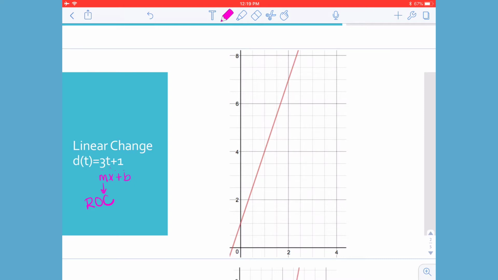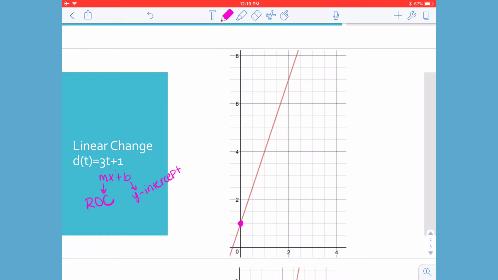And then I have a y-intercept of 1. This is my y-intercept value. And that just means the point that crosses my y-axis. So when I am at 0, my corresponding y value is 1. So you can think of your starting value as 1.